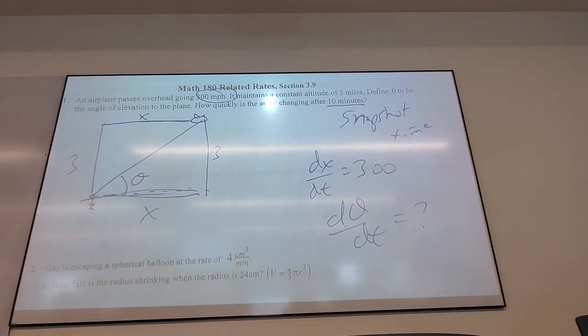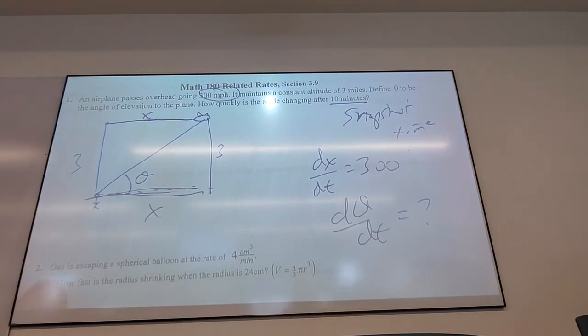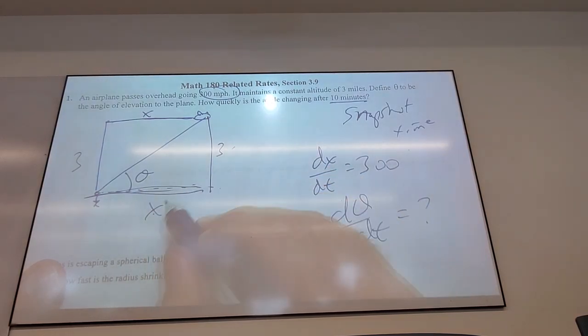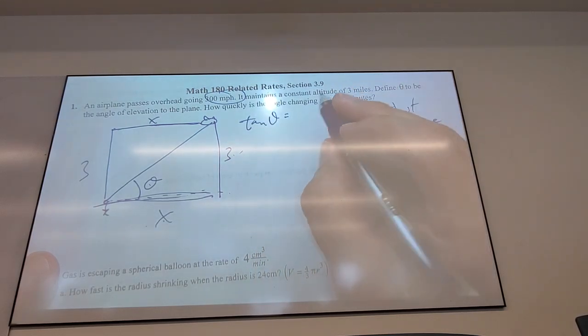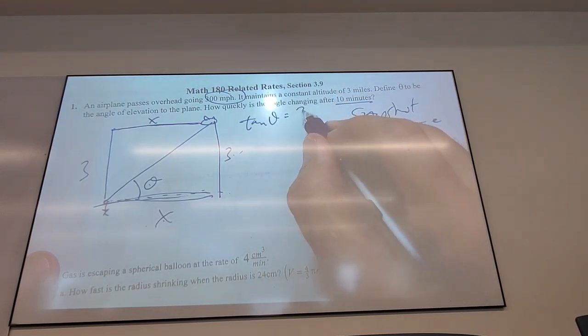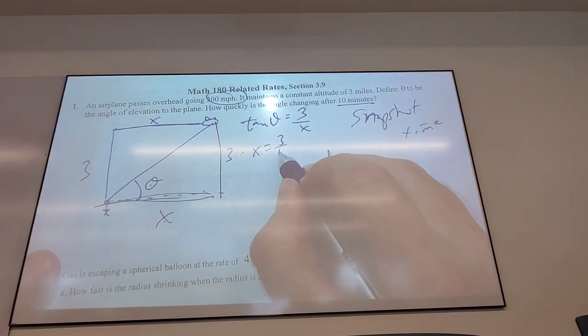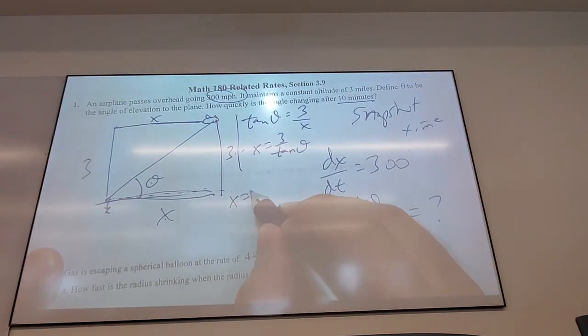So what's the relationship I can set up? What relates the variables I've identified in my picture? Do I use Pythagorean theorem? No, because I have a variable for this that I don't care about. So what do I use instead? I probably do what the guy tried to tell me to do earlier. Tangent. What trig function involves these? Tangent. So I've got tangent θ equals 3 over x. Or x equals 3 over tangent θ. Is that cool? Or x equals 3 cotangent θ.